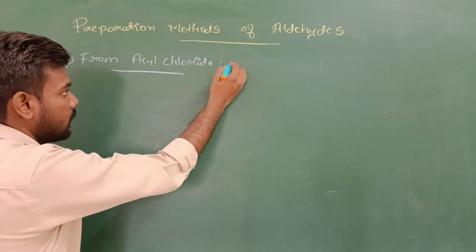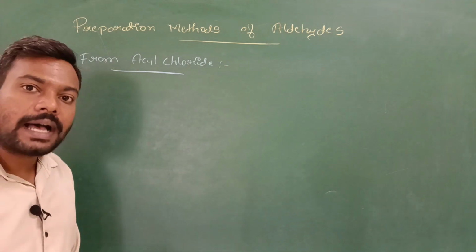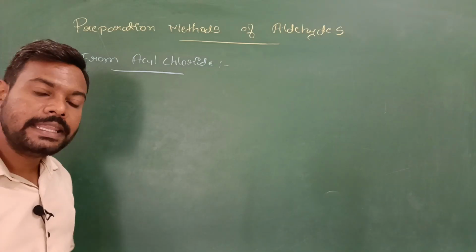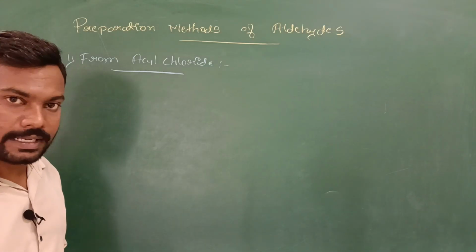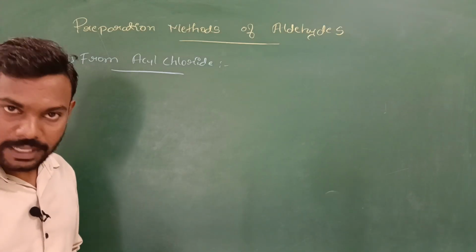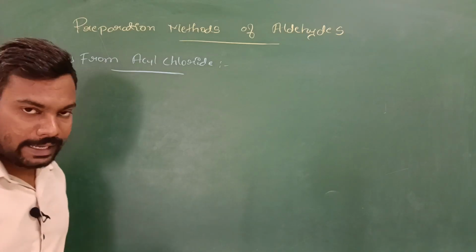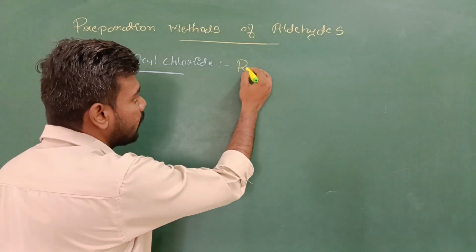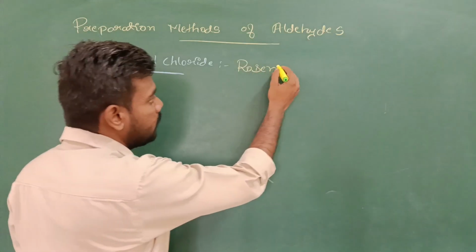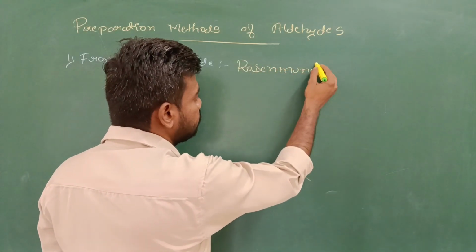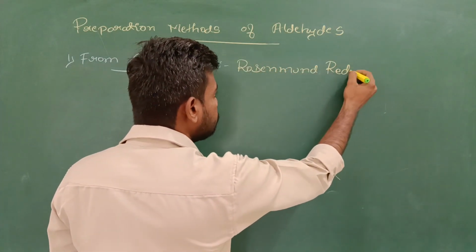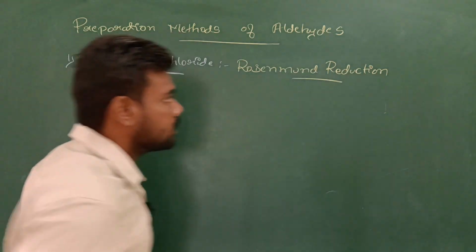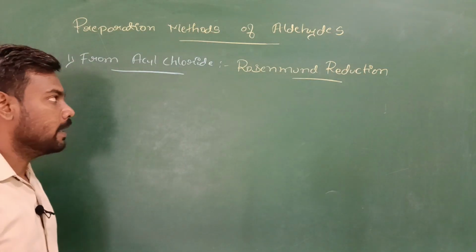When acyl chloride is reduced with hydrogen in the presence of a poison catalyst, that is palladium barium sulfate, it forms aldehydes, and this reaction is known as Rosenmund reduction.